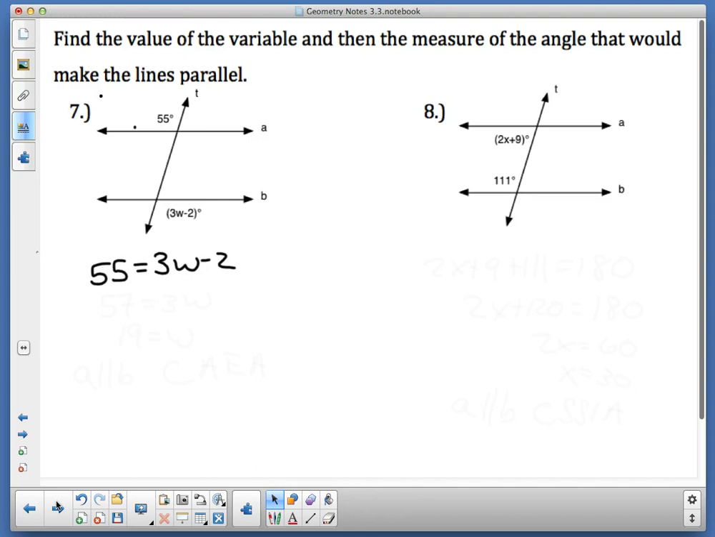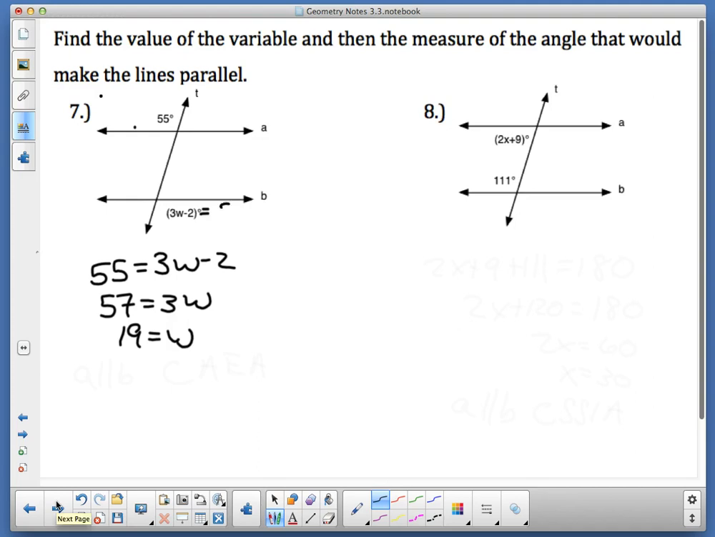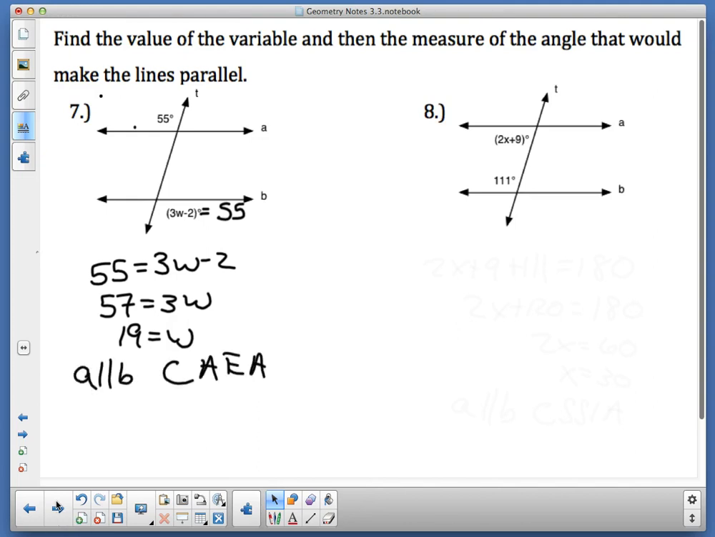Did you get that 55 was equal to 3w minus 2? Because those are alternate exterior angles. Okay? I identified the angles as alternate exteriors. That allows me to know my relationship that I set up. Those angles are supposed to be congruent, therefore equal. I solve, and I get w is 19. Okay? Now, when w is 19, this should be 55. Now, after I do that, I have to know that I used alternate exterior angles. By the converse of alternate exterior angles, I know A is parallel to B. Okay? So I've got it.